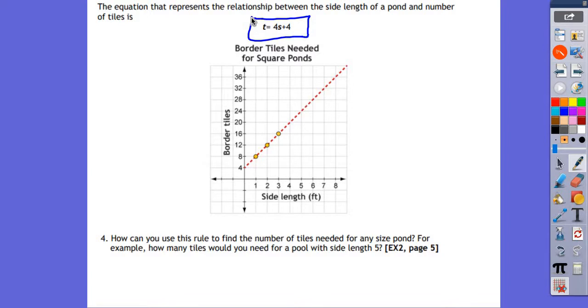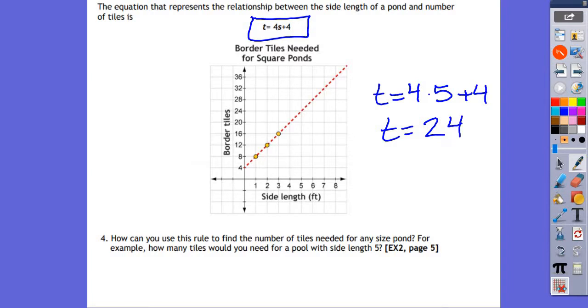So, if I had side lengths of 5, how can I use this equation or algebraic rule to find my answer? You would do 4 times 5 sides, plus 4 equals t. So he says I'm going to substitute in 5 for s and solve my problem. So, when I solve it, I get that I need 24 tiles.